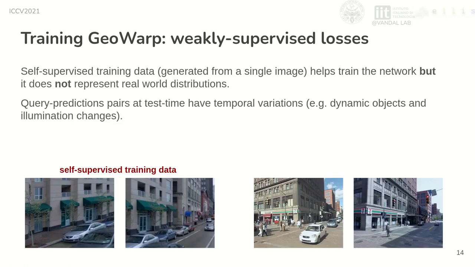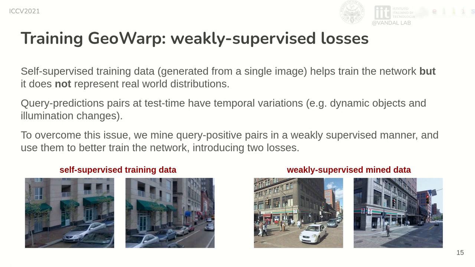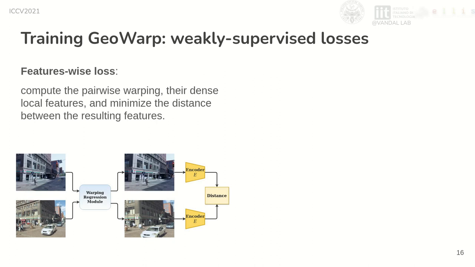Self-supervised training data generated from a single image helps train the network, but it does not represent real-world distributions. This is because query prediction pairs at test time have temporal variations, such as scars or illumination changes, as you can see here on the bottom right. To overcome this issue, we mine query-positive pairs in a weakly supervised manner and use them to better train the network, introducing two losses. The first is a feature-wise loss. Given the pair, we compute the pairwise warping, their dense local features, and minimize the distance between the resulting features, helping the model to increase its robustness.